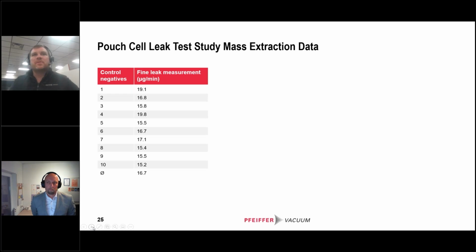So we went through and tested all of the control negatives, so the good samples, first, using our mass extraction equipment. For all the samples, we got very similar results. Not a whole lot of variability, between 15 and 20 micrograms per minute.